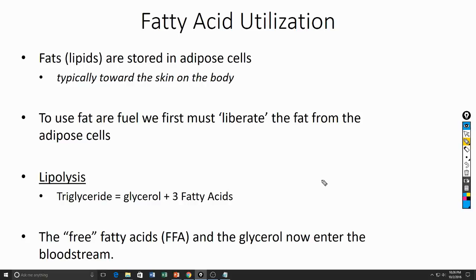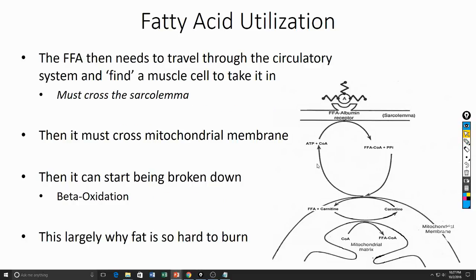Now, if we want to get that fat out of those adipose cells so we can use it, we have to rip the fatty acids off that glycerol head and get free fatty acids. Free fatty acids can then enter the bloodstream. Glycerol enters the bloodstream as well. If you remember back, glycerol is used in gluconeogenesis, so we can create glucose out of that. And these 3 fatty acids are going to be taken up and broken down.